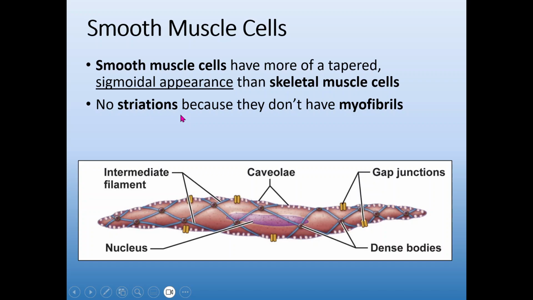Remember, that was one of the defining features of skeletal muscle, especially under thin section. It has that distinctive banding that's created by lining up all the sarcomeres. That structure does not exist on our smooth muscle cells.